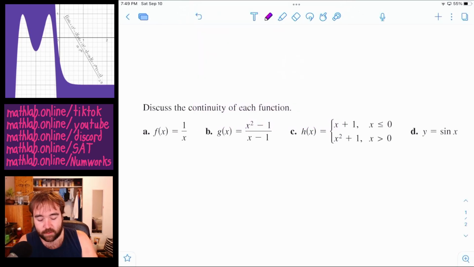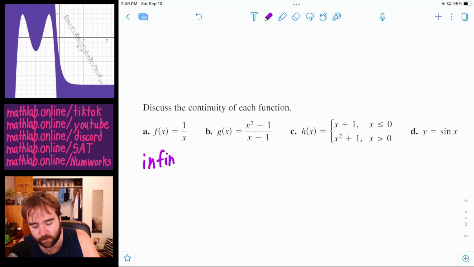Well, x cannot be 0. So it's discontinuous at 0. Now, what type of discontinuity does it have? Well, it has an asymptote, right? Think back to what this graph looks like, 1 over x. It's got an asymptote. So we'll go ahead and name them.